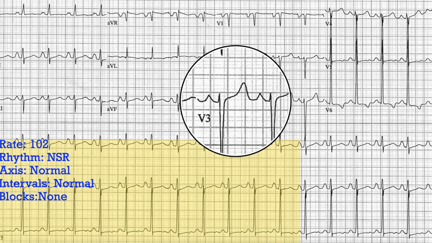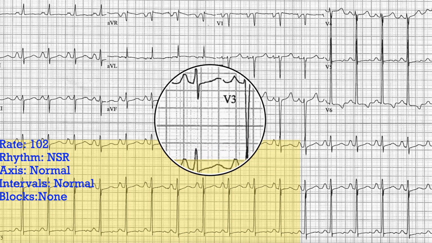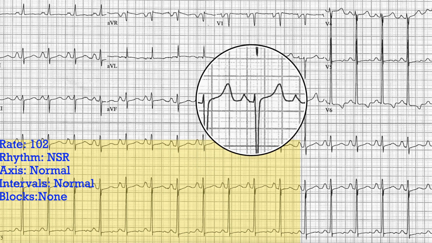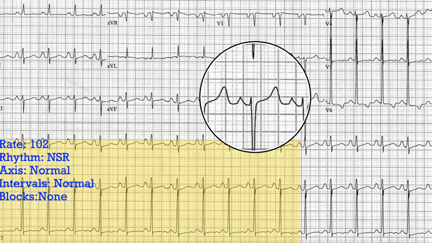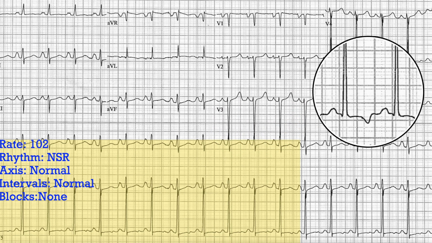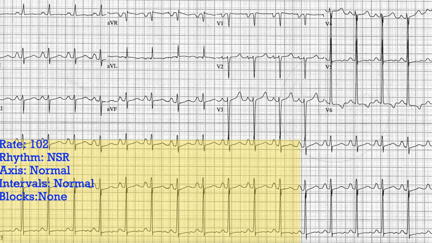No significant elevation, just a tiny bit of elevation there, but again, in V2 and V3 you expect some elevation. And if we scroll on over here, I don't see it. Now let's look for ischemia, i.e. ST depression and T-wave inversions. Just to give you the rundown, I didn't see a whole lot of those either.